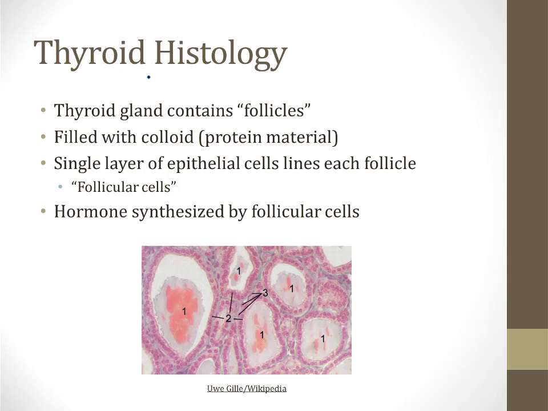When you look at normal thyroid tissue under the microscope, what you see are the presence of structures called follicles. These are shown on the screen. They're these big circular structures here. They're lined by cells, and they have proteinaceous material in the middle, which is called colloid. A single layer of epithelial cells lines each follicle, and these are called the follicular cells, and these are the cells that are going to synthesize thyroid hormone for the body.